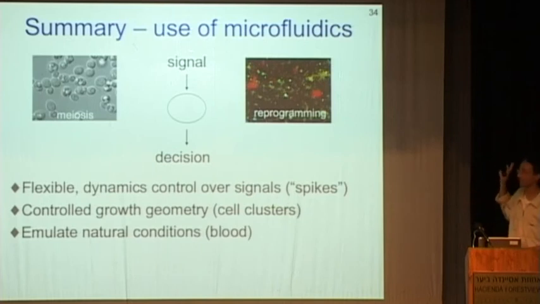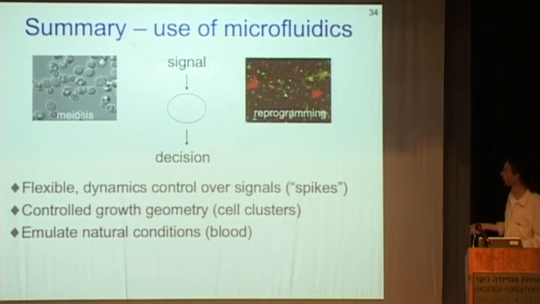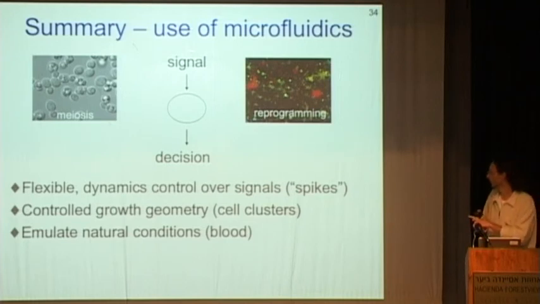Just to summarize, we look at developmental decisions in cell populations, and through the use of microfluidics, we can control the dynamics, the inputs flexibly. We can generate controlled growth geometries in cell clusters, and we can emulate natural conditions, for example, flow environments.